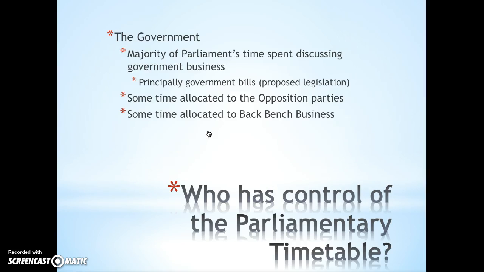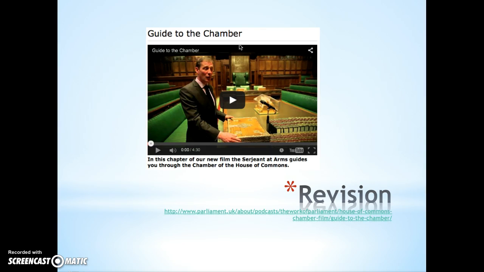So, as I said, who has control of the parliamentary timetable? Well, basically, it's the government. The majority of Parliament's time is decided by the government, and it's spent doing government business. Some time is given to opposition parties, and some time is given to the control of the backbench business committee, but in reality, the government decides what Parliament is going to be doing from one minute to the next.